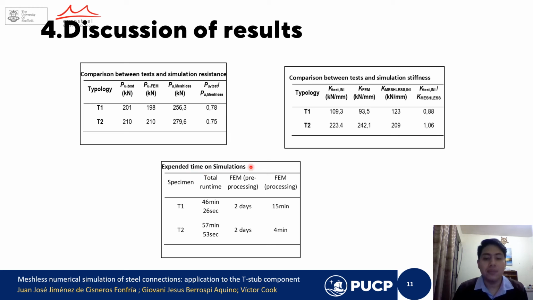The time spent on simulations. SimSolid employed 46 minutes for T-stub T1, but this time is for the whole process, the intermediate steps, the 15 simulations, and 57 minutes for the 15 simulations of T-stub T2. The disadvantage of the FE model is that we should spend time in pre-processing, meaning meshing and calibrating the model. But the processing time was 15 minutes and 4 minutes for T-stub T1 and T-stub T2 respectively.